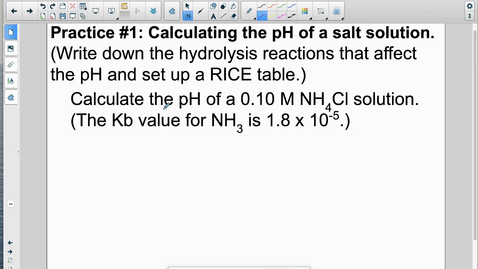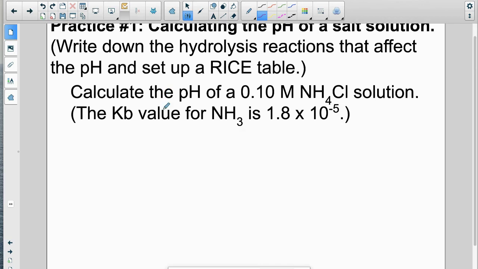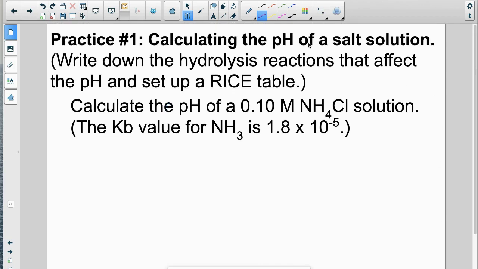So now, once we make these predictions, we want to be able to actually calculate the pH of these salt solutions. So this is just like any equilibrium problem. We need to write down a reaction. We need to set up a RICE table, and then we can calculate the pH by finding either the OH- concentration or the H3O+ concentration. So let's start off by looking at this problem.